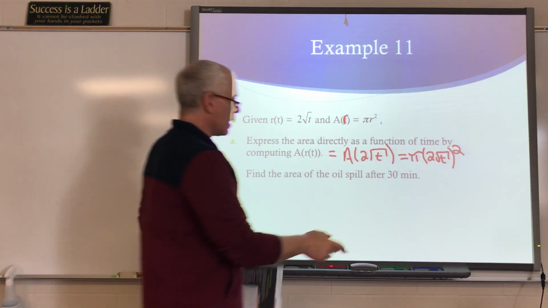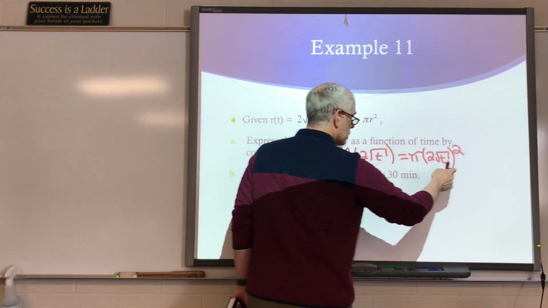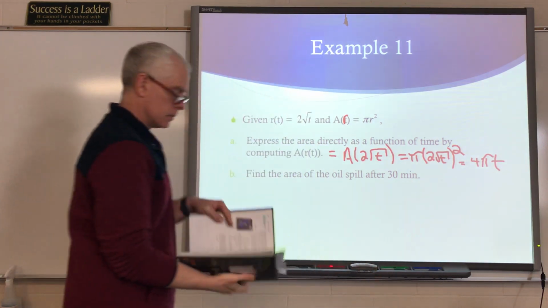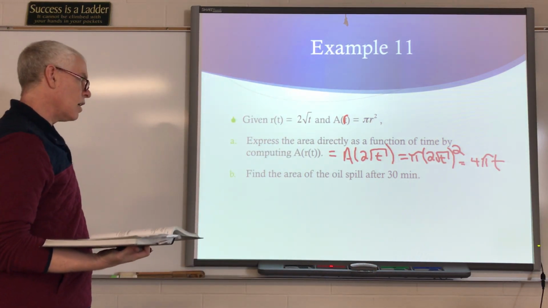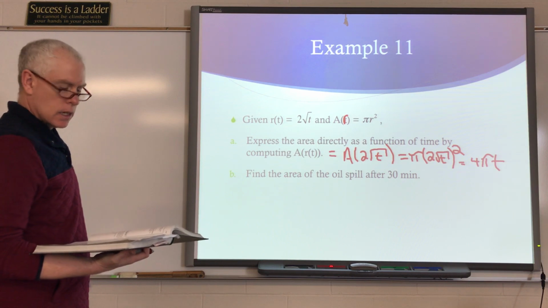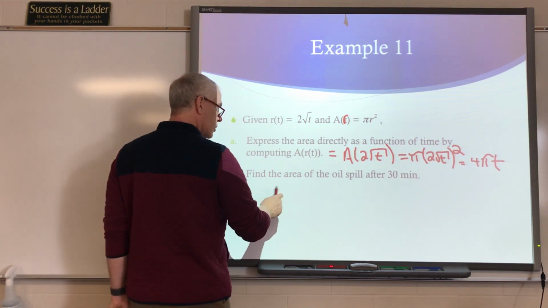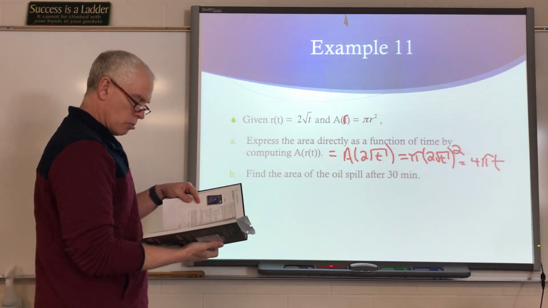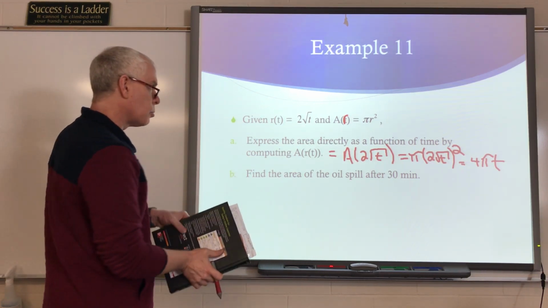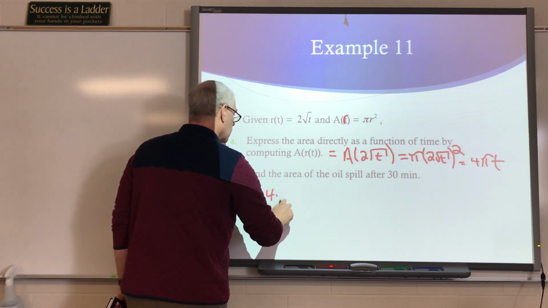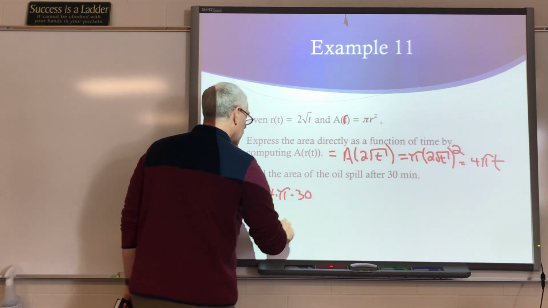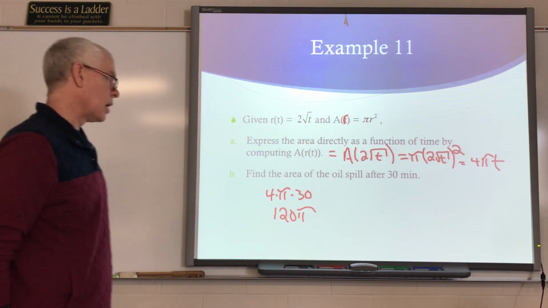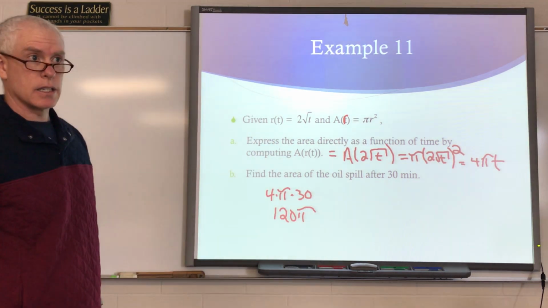And if I square that, 2 squared is 4, square root of t squared is t, so I'm going to get 4 pi t. Okay, so that's part A. Find the area of the oil spill after 30 minutes. Okay, so if t is time and t is in minutes, you guys, all I have to do is put a 30 in here. So this is going to be 4 times pi times 30, 120 pi. You can grab your calculator to get an approximation for that, but that's all that it's asking you to do.